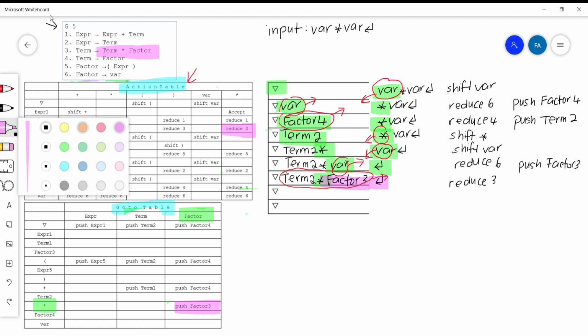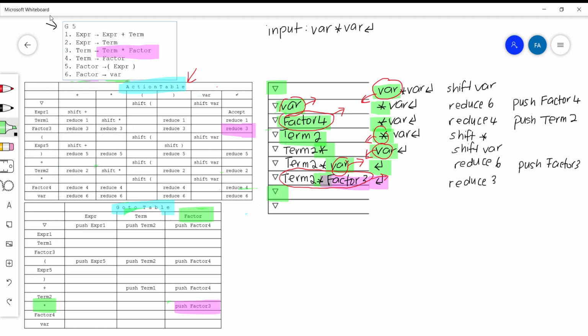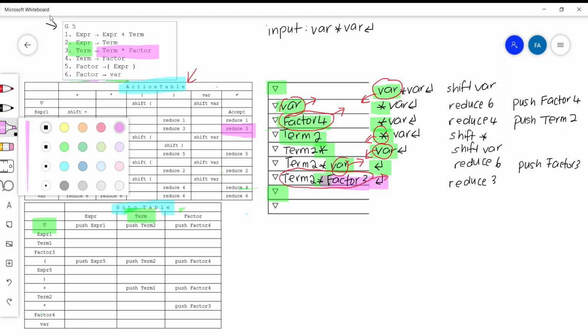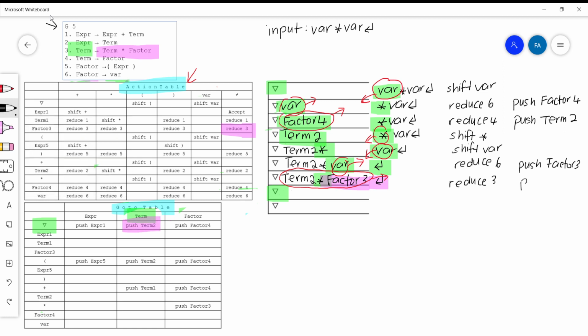Therefore, our current symbol on top of our stack is bottom marker. Therefore, at our goto table, we need to read bottom marker that meets with term. Since term is the symbol on the left side of rule 3, so bottom marker that meets with term, it reads push term 2. So I will write push term 2 here, and I will push term 2 on top of our stack. And we retain the current input pointer.